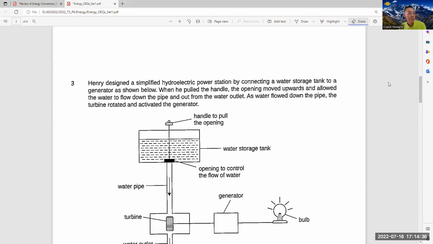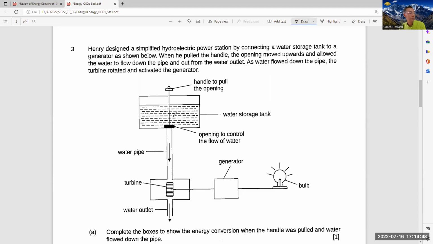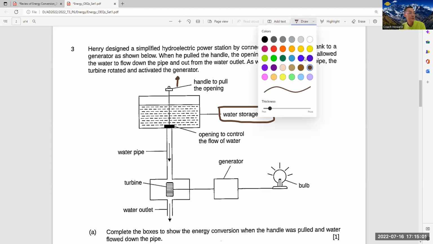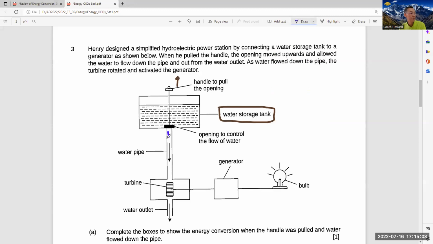Okay, let's examine the next questions. It says Henry designed a simplified hydroelectric power station by connecting a water storage tank to a generator as shown. So this is the water storage tank. When he pulled the handle, because when he pulled this upright, this one will be lifted up. So water will rush down, correct? So you try to visualize this. Water will rush down inside.